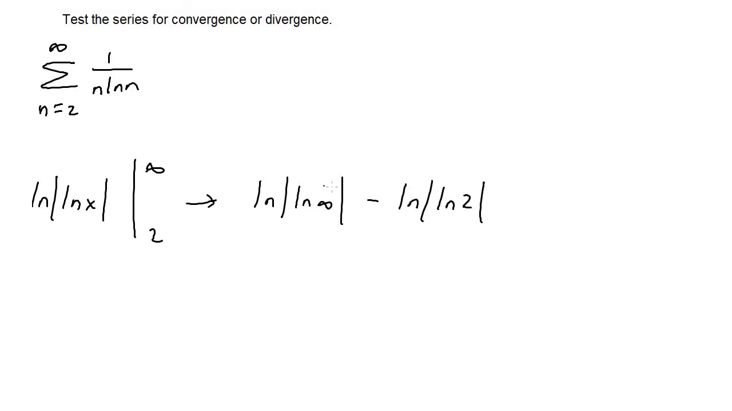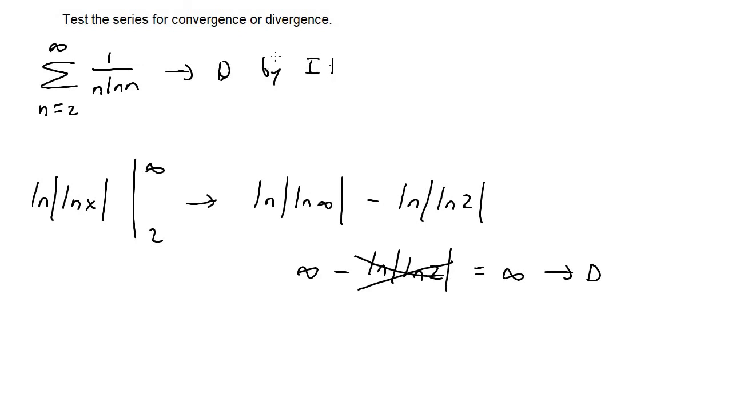Now as mentioned before, ln of infinity is basically infinity, so then we have another ln of infinity, which is going to be infinity as well. So we have infinity minus the natural log absolute value of natural log of 2. In this case, that is insignificant compared to infinity, so infinity minus that is just going to give us infinity. Now because the integral diverges to infinity, this tells us that the series also diverges by the integral test.